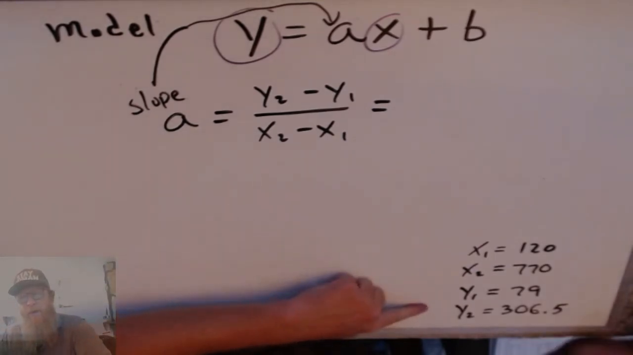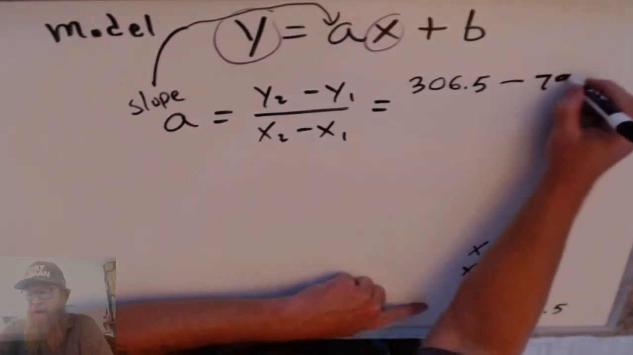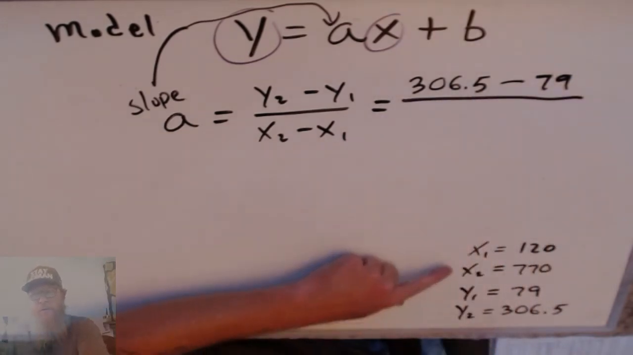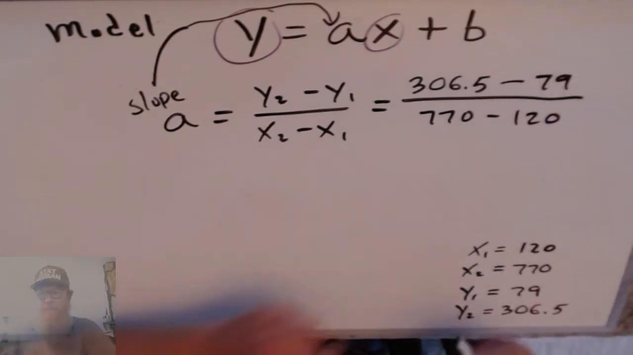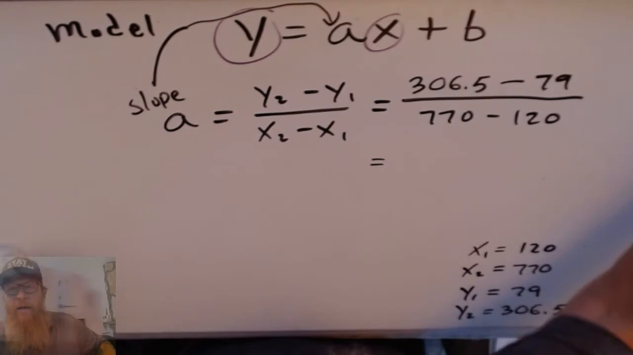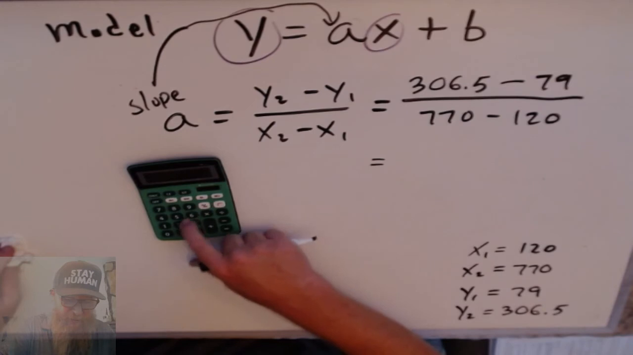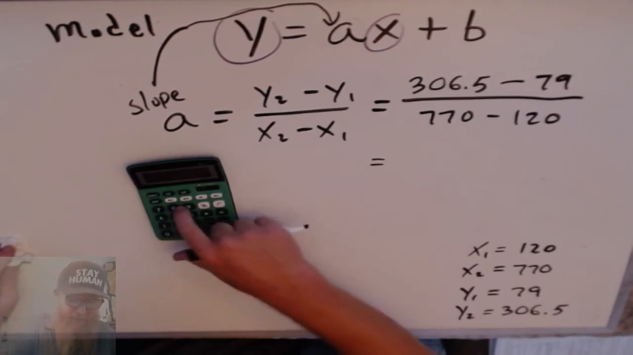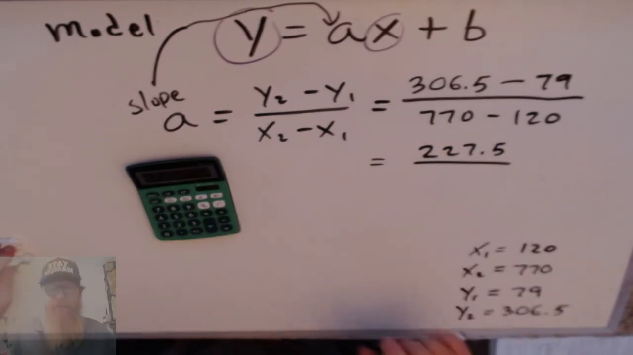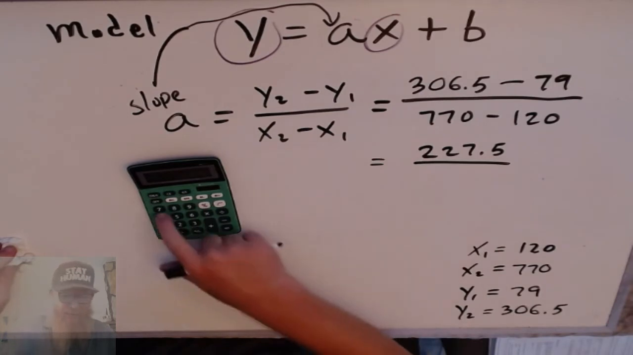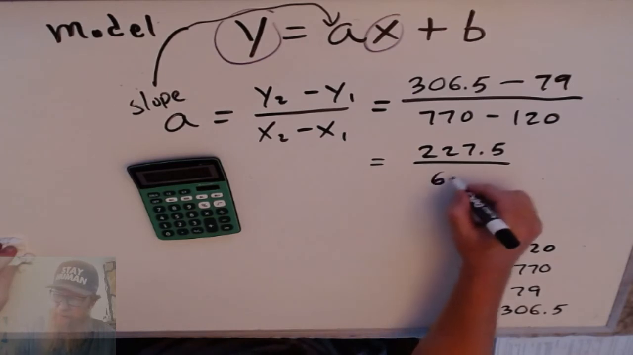That's a little better. All right, so I got 306.5 minus 79 over 770 minus 120. I'm going to go ahead and use a calculator to speed things up a little bit. So I've got 306.5 minus 79, 227.5, divided by 770 minus 120, 650.